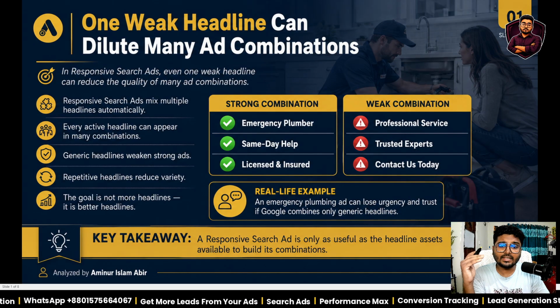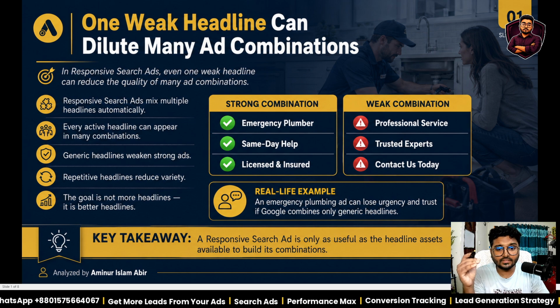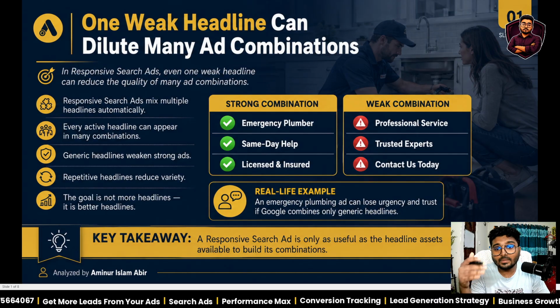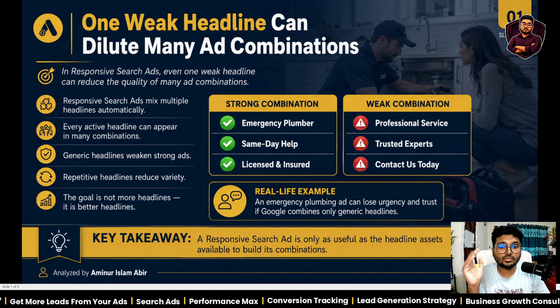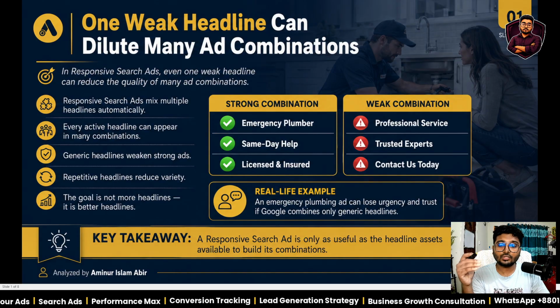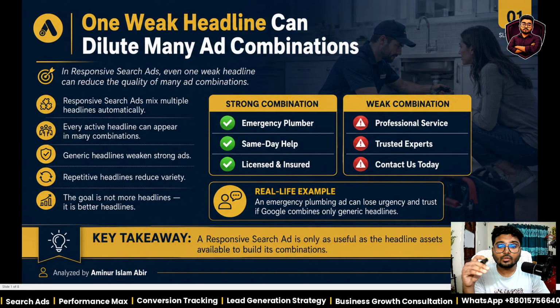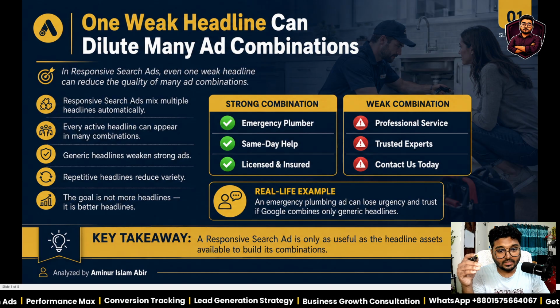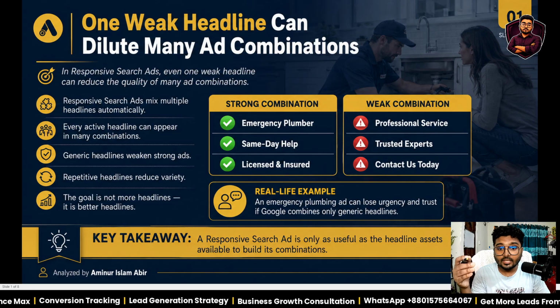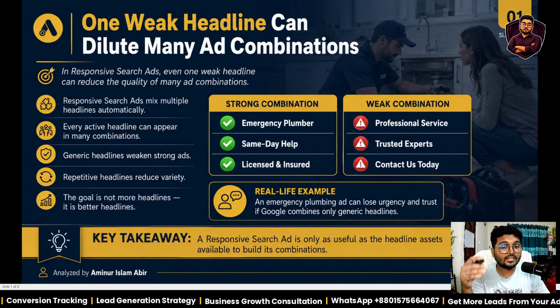Now imagine Google shows professional service, trusted expert, contact us today. The business may offer good emergency plumbing, but the ad does not show the emergency service, availability, a clear benefit, real proof, or a strong next step. Now compare it with emergency plumber, same day help, licensed and insured. This message gives relevance, speed, value, and trust.